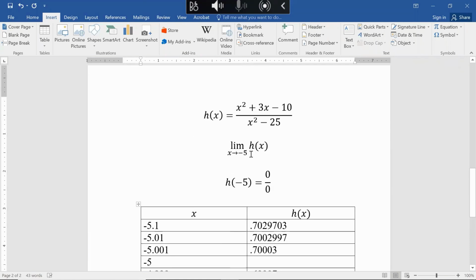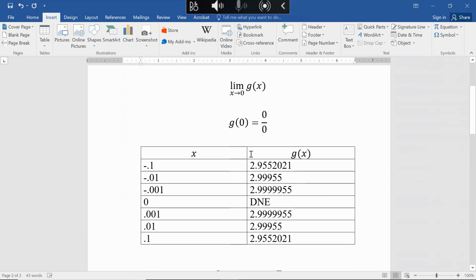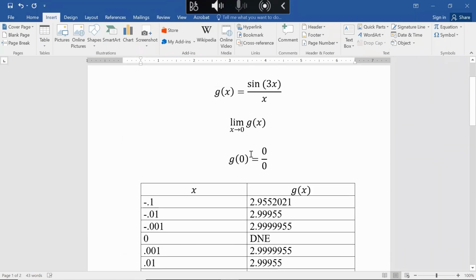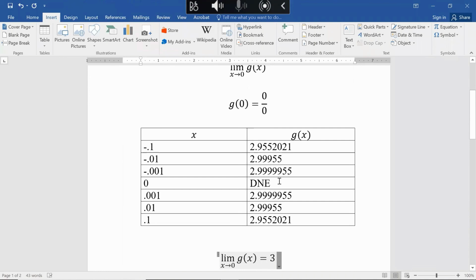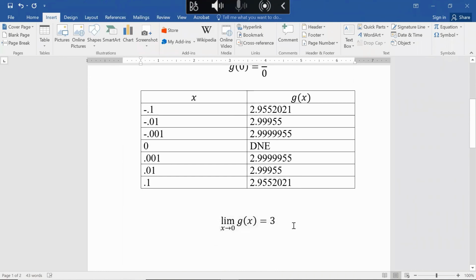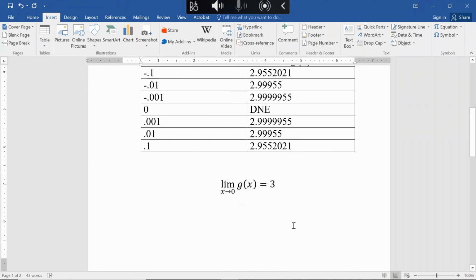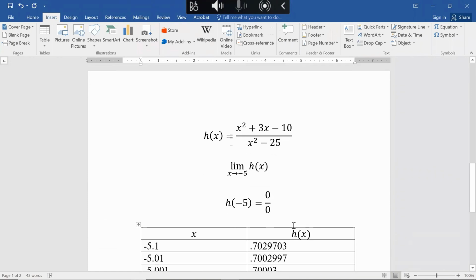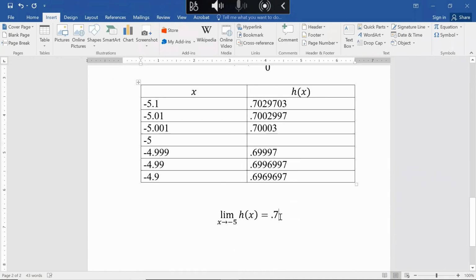So in both cases, we had an indeterminate form of 0 over 0, but in both cases, we found that the limit existed. All right, so we had an indeterminate form, but we found the limit existed. And that's the main point of this example.